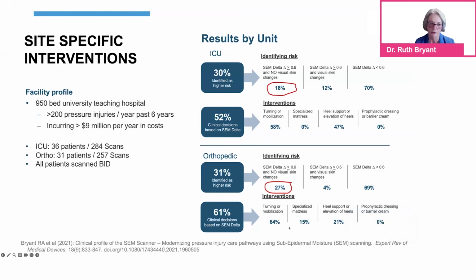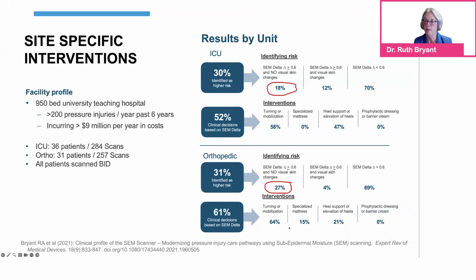pressure injuries per year in the past 6 years. And they were looking at what interventions people have used in the ICU and in the orthopedic unit. What I want to point out is that in the ICU, looking at just SEM delta scores with no visual skin changes, they had 18% with an elevated SEM. Those who had elevated SEM and visual skin changes was 12%. So this 18% would have been ignored if we relied just on the visual skin assessment. So we're increasing your catch of people at risk for pressure injuries by utilizing SEM.